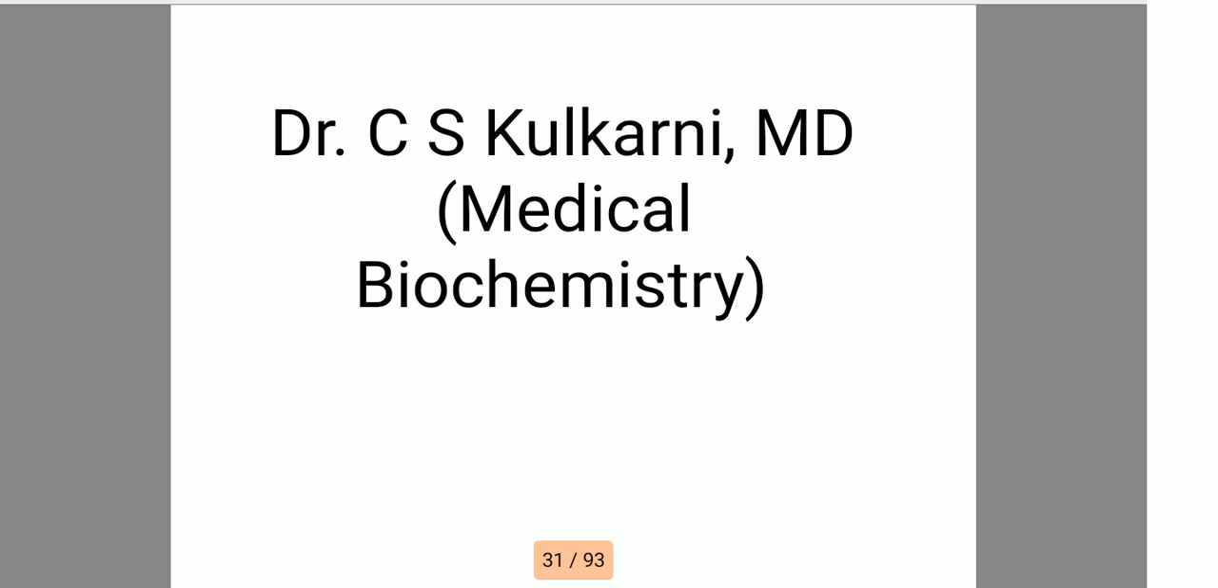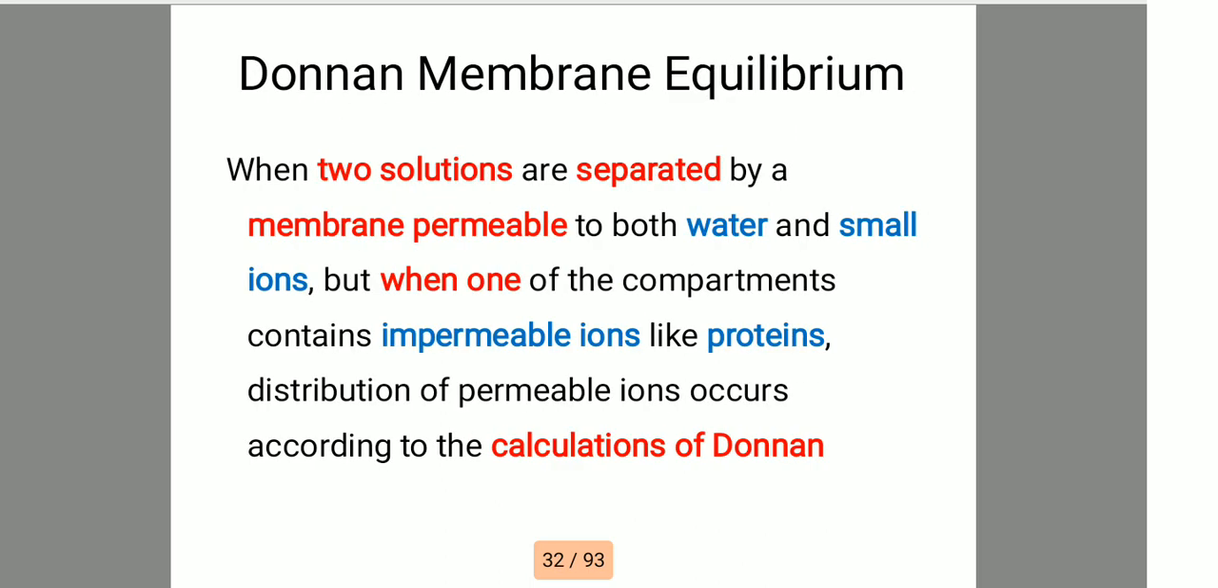In the last session we studied water as the universal solvent and principles of thermodynamics. Today we are going to study the Donnan membrane equilibrium. When two solutions are separated by a membrane permeable to both water and small ions, but one of the compartments contains impermeable ions like proteins, the distribution of permeable ions occurs according to the calculations of Donnan.